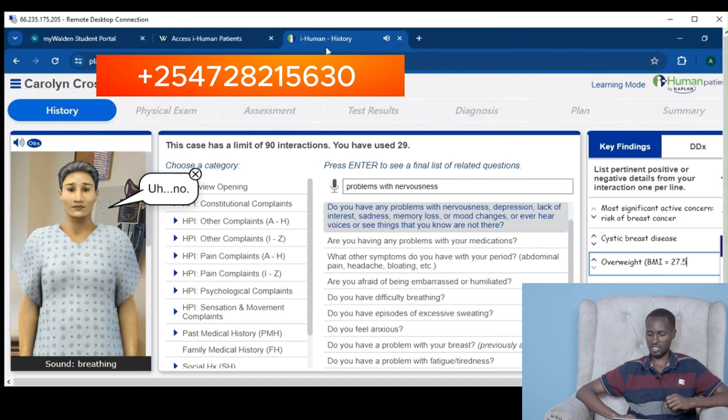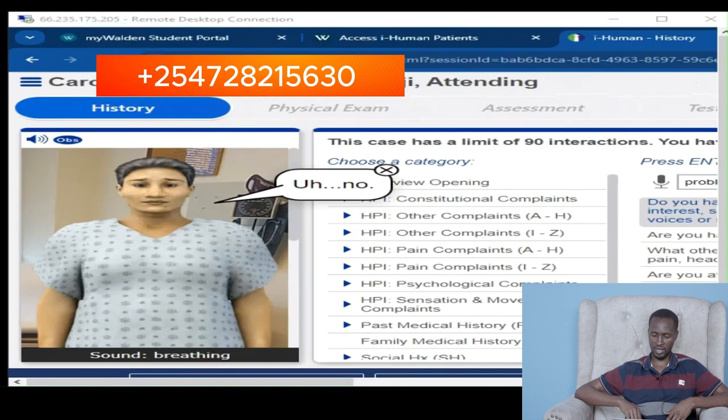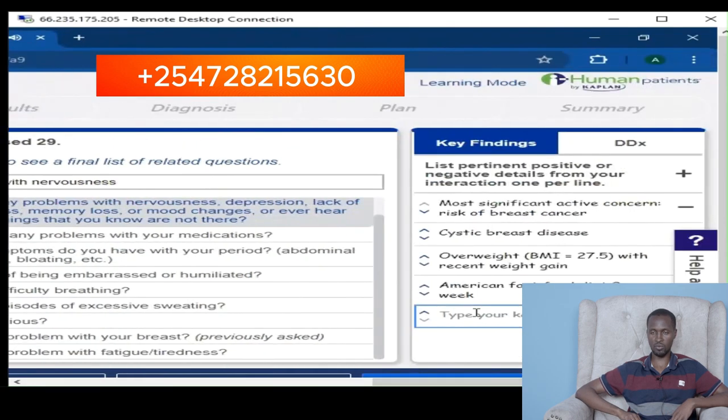This patient has had cystic breast disease. She's also slightly overweight with a BMI of 27.5. She has a problem with her diet. She's taking fast food at least twice per week. She has a mother and a maternal cousin who have been recently diagnosed with breast cancer.